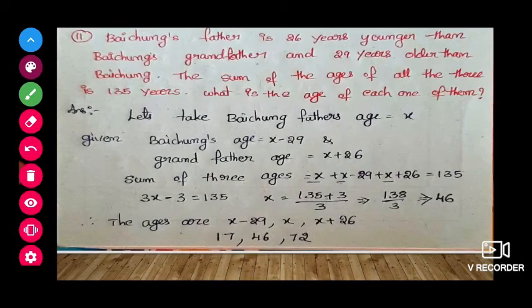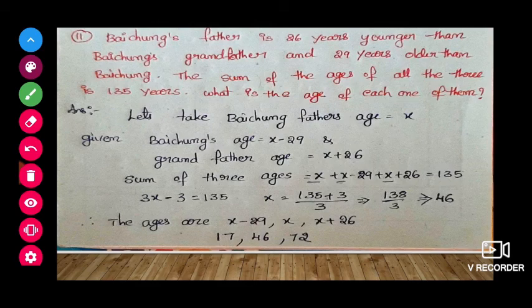Next, children: Bai Chung's father is 26 years younger than Bai Chung's grandfather and 29 years older than Bai Chung. The sum of the ages of all three is 135 years. What is the age of each one of them?